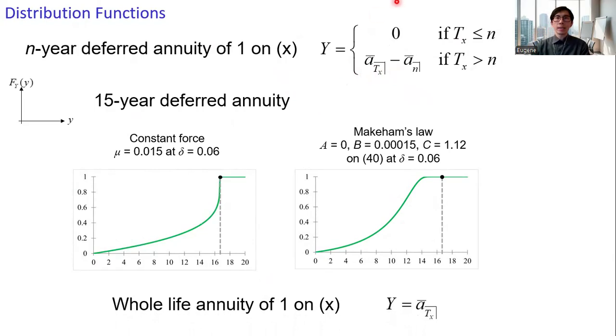All right, when T_x is less than or equal to n, Y is 0. That is, there is a probability mass at Y equals 0. Therefore, the CDF will not start at 0 when Y is 0. It starts with a positive probability here. This is the probability that Y equals 0.